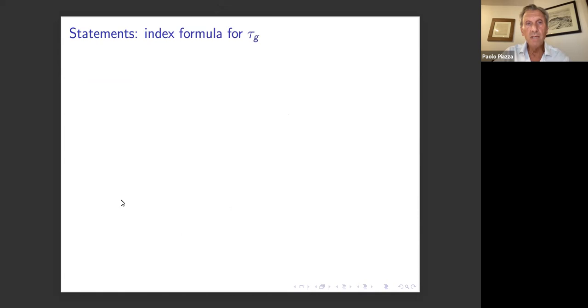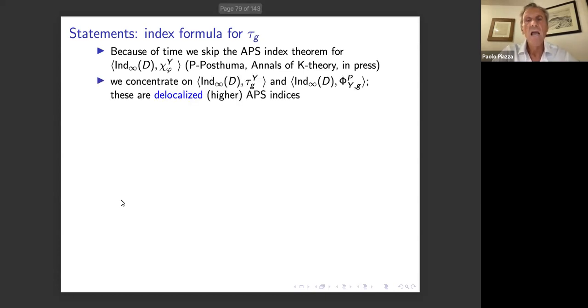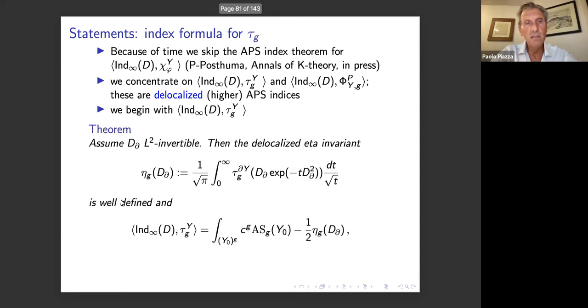So now let me skip, I hope Hessel will forgive me, the index formula for the cocycles which are localized at identity elements. This is a paper that will appear hopefully soon in Annals of K-theory. And instead, let me concentrate on these delocalized higher indices, and let me begin with this index class.